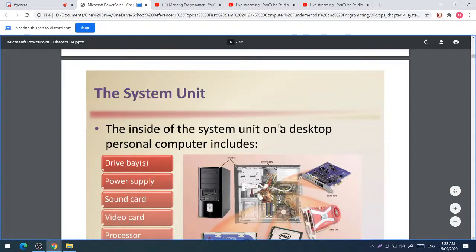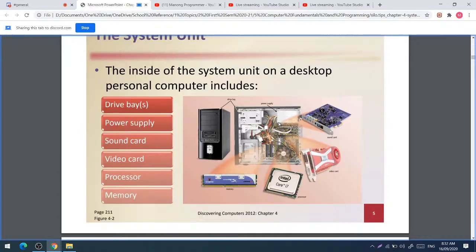So the system unit composed of the drive bay, the power supply, the sound card, the video card, and the processor. Sir, what is a drive bay? Drive bay, these are vacant slots. Usually, pinaglalagyan po natin sila ng hard disk. These are slots for hard disk, CD-ROM, ganon. So, these are drive bays.